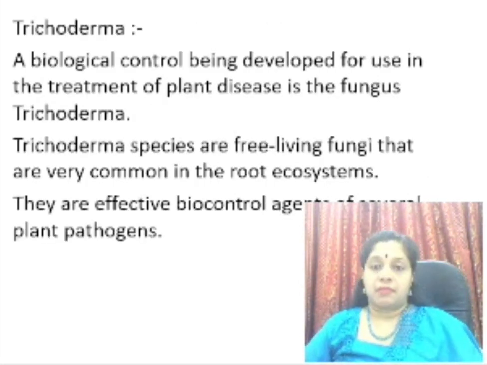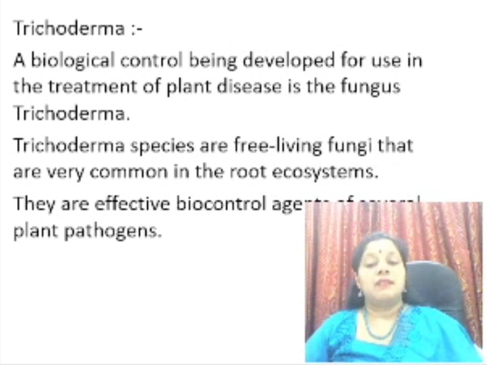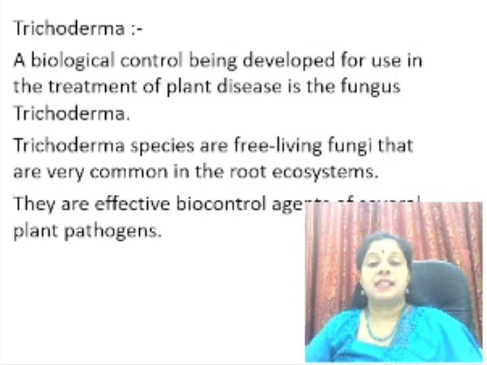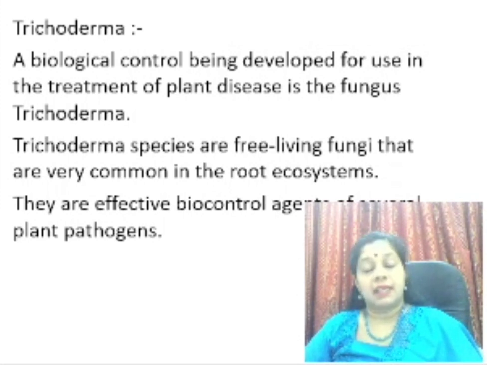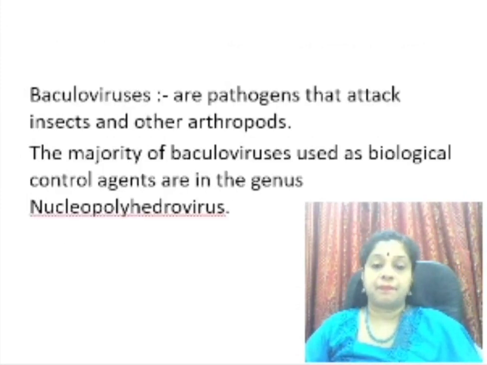Next is trichoderma. It is a biological control being developed for use in the treatment of plant disease. This is a fungus. Okay, it's a species of free living fungi which are very common in the root ecosystem. Free living means what? They live simply in soil, whereas others may live as a parasite on the body of organisms. They are effective biocontrol agents of several plant pathogens. So if any plant is infected with other pathogens, we can specifically use this trichoderma to control them.